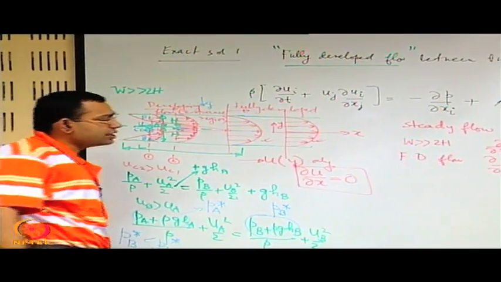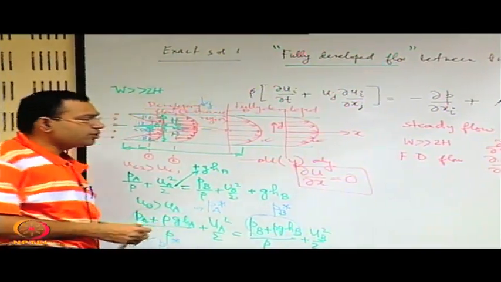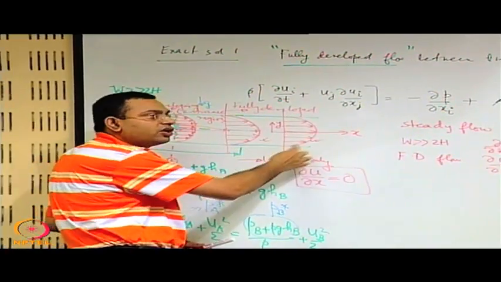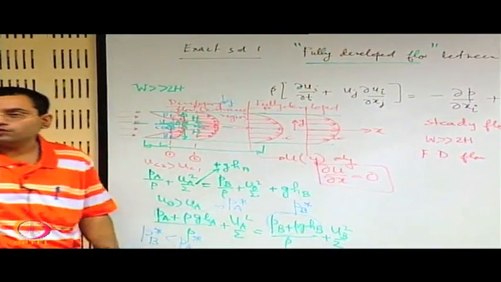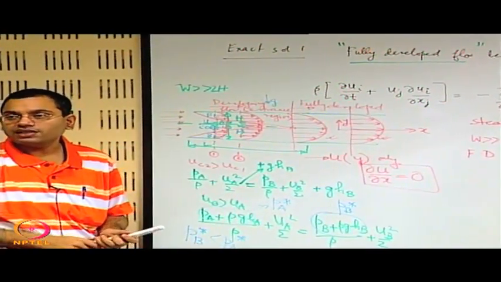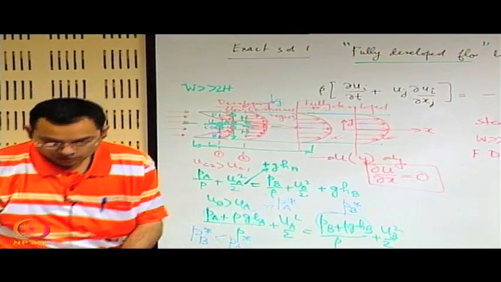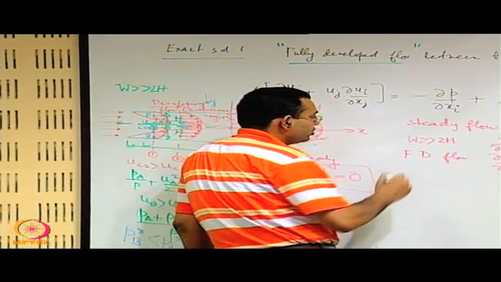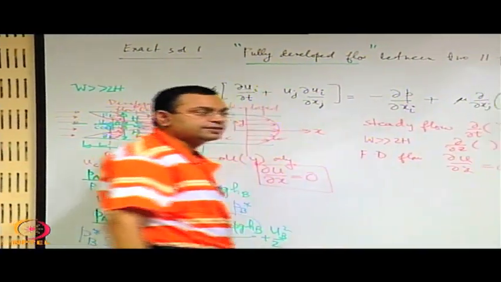To understand how these equations are simplified, we will first come to our objective. Our first objective is to find out the mathematical form of this velocity profile, how u varies with y. Okay. So, that is our first objective. To satisfy that objective, what will we do? We will solve the fluid flow equations.